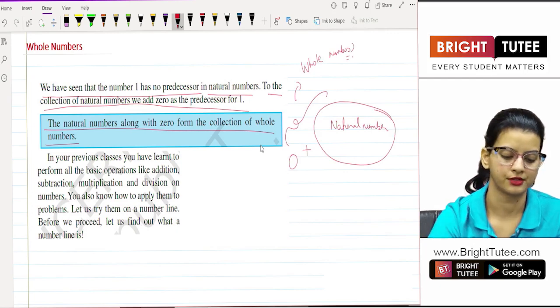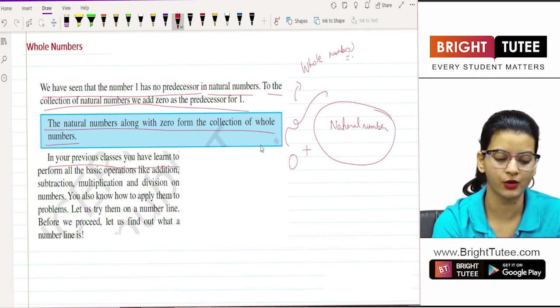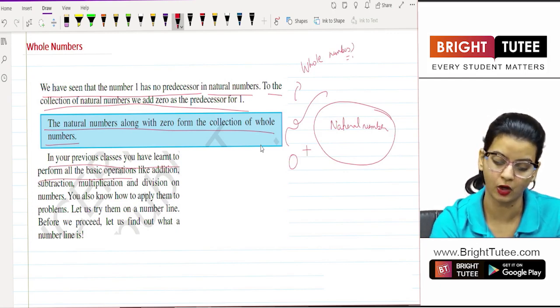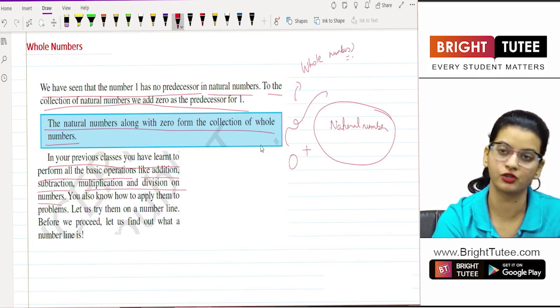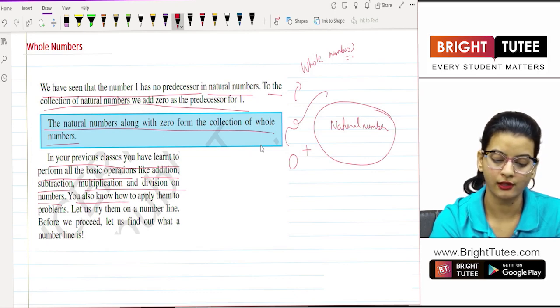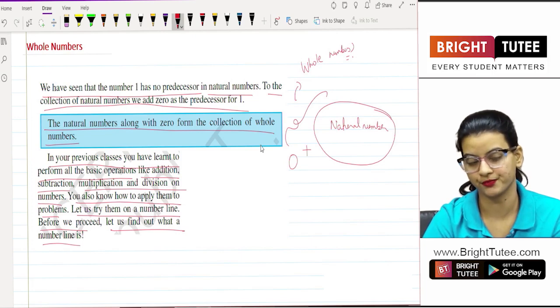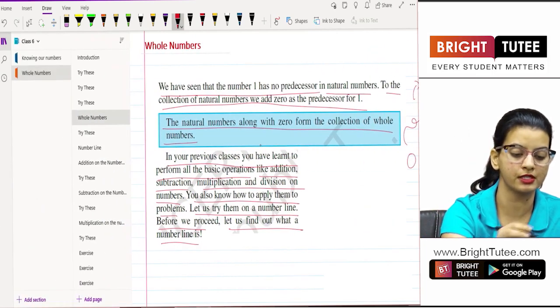Okay, right. So in your previous classes, you have learned to perform all the basic operations like addition, subtraction, multiplication and division on numbers, right? You also know how to apply them to problems. Okay, now let us try them on a number line. Before we proceed, let us find out what a number line is.